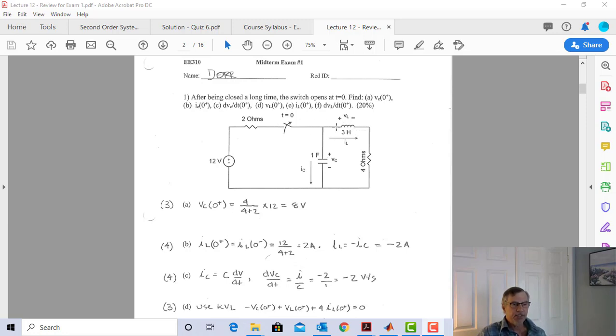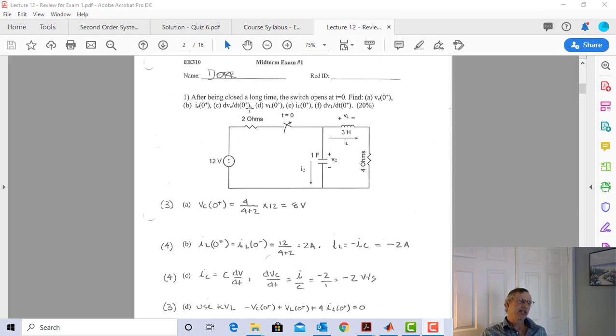And since I can't change that inductor current quickly, the 2 amps is not going to come from here because the switch opened. So it's going to suck it out of the capacitor. And a positive IC is defined as going top to bottom. So that means the actual IC is going to be negative. And here it is: I sub L equals minus IC equals minus 2 amps. So that was part B. Now let's get part C.